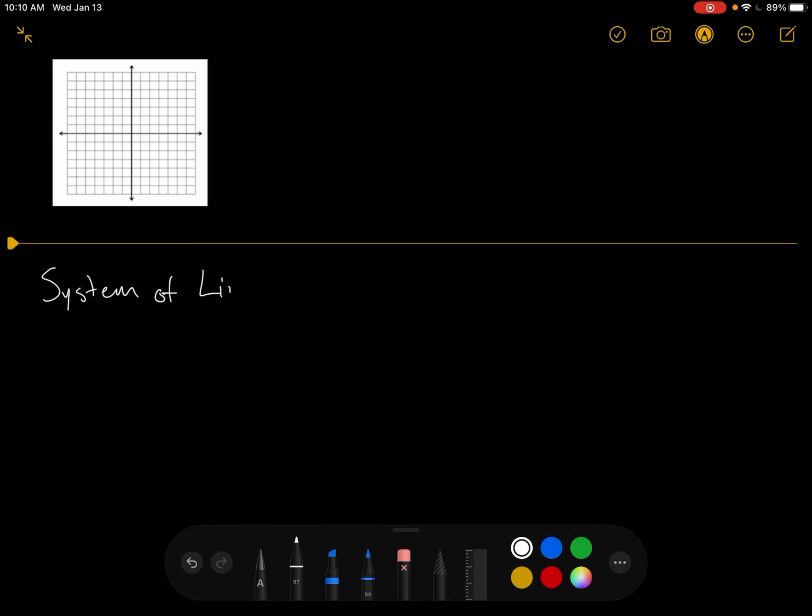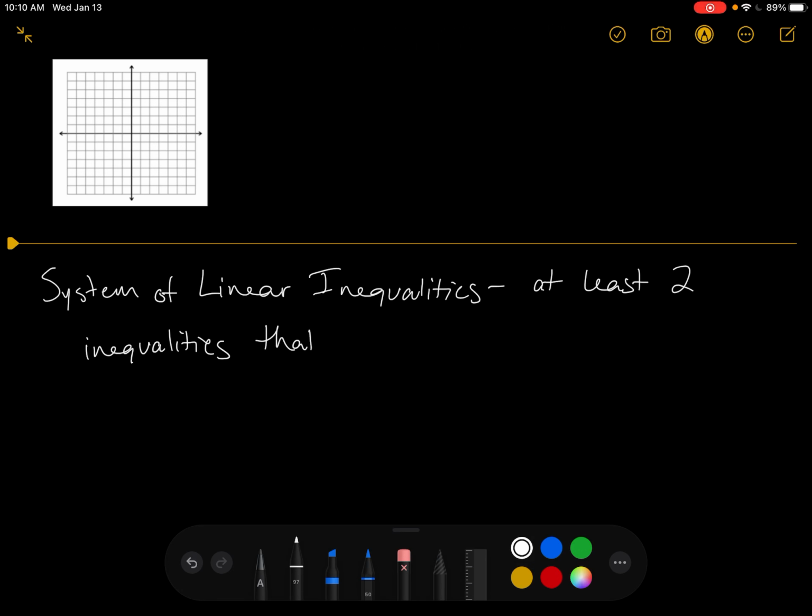Of linear inequalities. So again, this is where we have at least two inequalities that overlap.